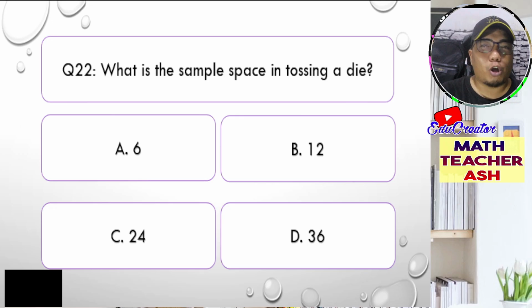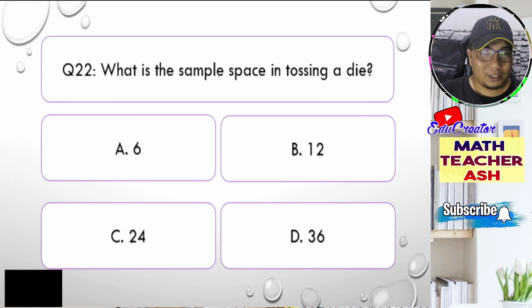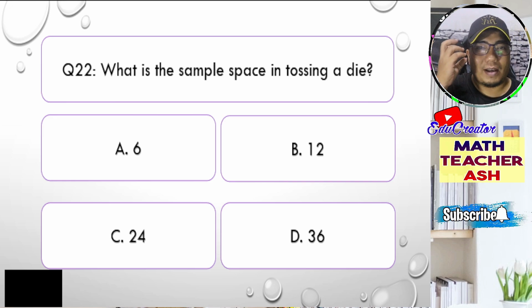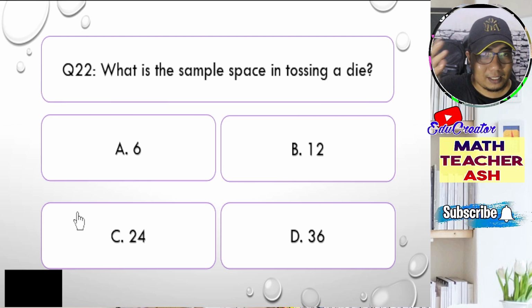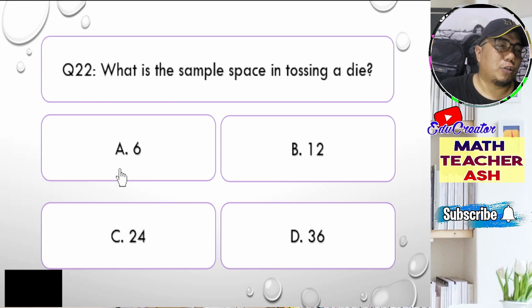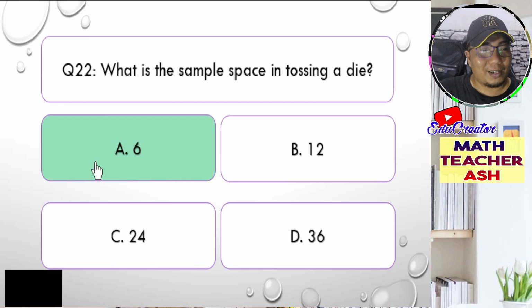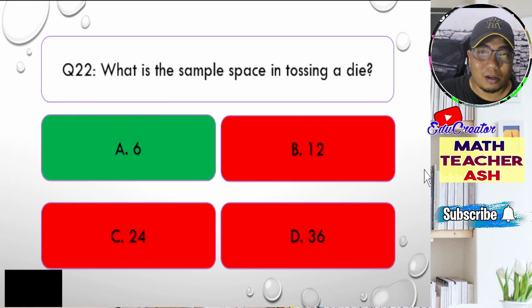Okay, math learners, talking about sample space, it is the possible outcomes. So, if you have a die, that is dice in plural, if you have a die that has 6 faces, right? So the 1, 2, 3, 4, 5, and 6. Therefore, there are only 6 outcomes, and that is the total outcomes, which is also known as the sample space. So the correct answer here is letter A. Alright, so I hope you got that one, my dear math learners.